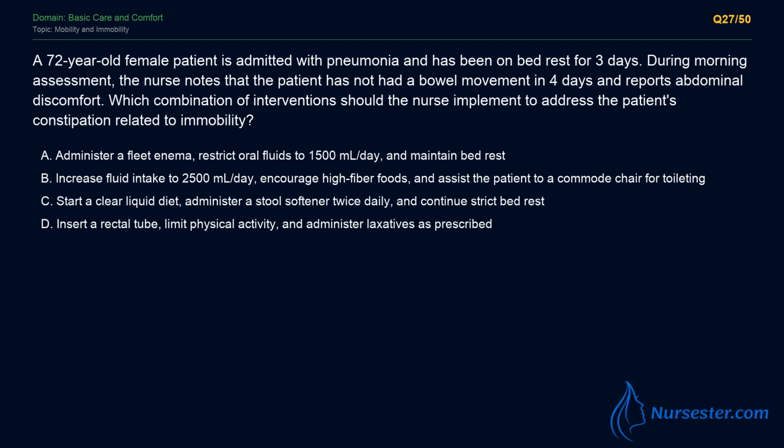Option A. Administer a Fleet enema, restrict oral fluids to 1,500 milliliters per day, and maintain bed rest. Option B. Increase fluid intake to 2,500 milliliters per day, encourage high-fiber foods, and assist the patient to a commode chair for toileting. Option C. Start a clear liquid diet, administer a stool softener twice daily, and continue strict bed rest. Option D. Insert a rectal tube, limit physical activity, and administer laxatives as prescribed.